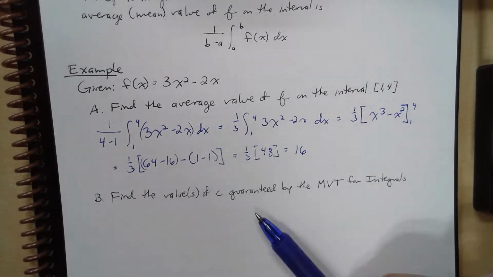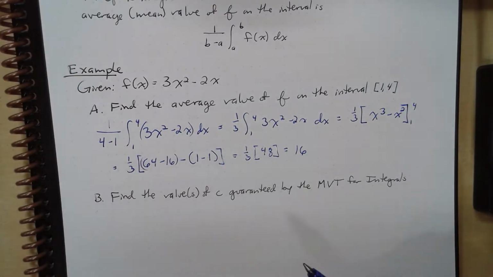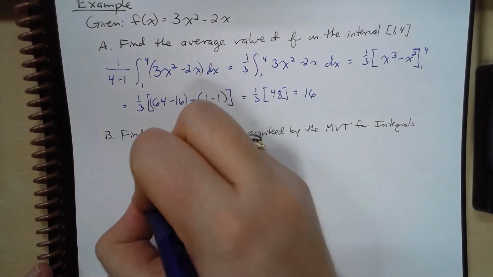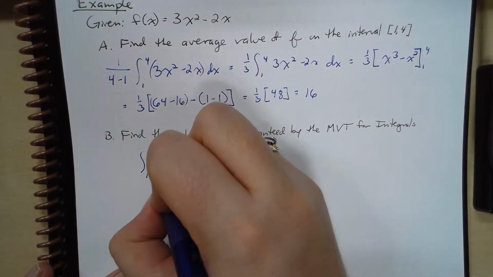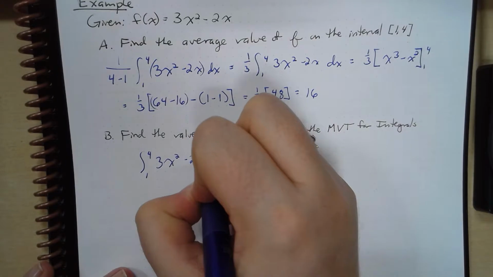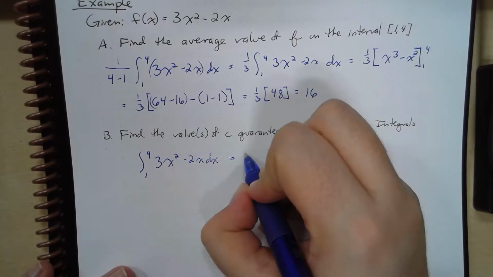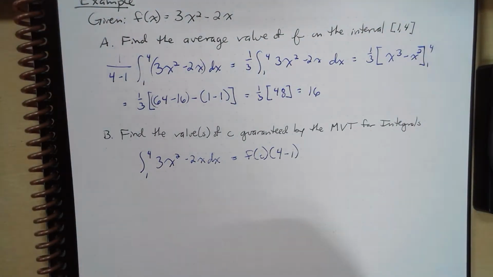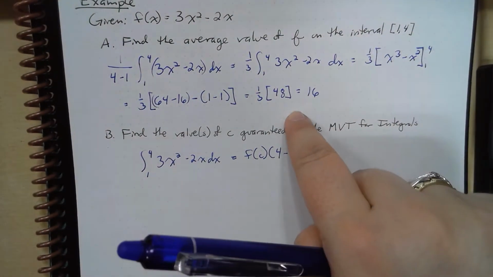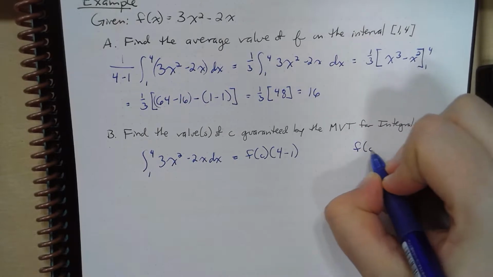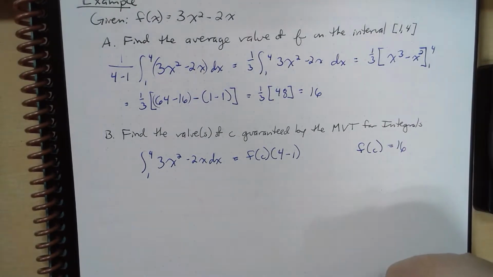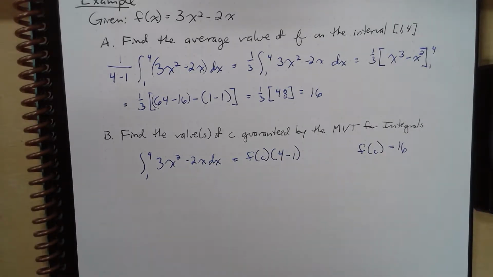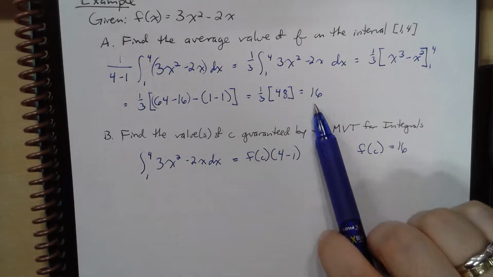And we want to find the value that's guaranteed by the mean value theorem. So we know that our integral from 1 to 4 of 3x squared minus 2x dx is going to be equal to f of c times 4 minus 1, right? Well, f of c we already found. f of c is equal to 16, right? So, let me pause for a second here. Okay, so we have our f of c. We already found that average value.